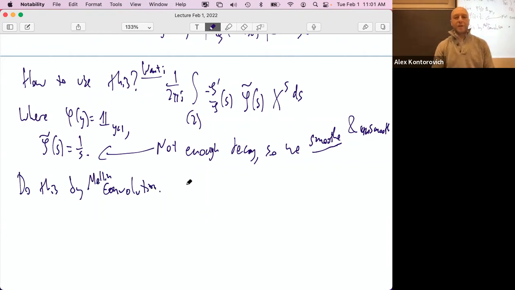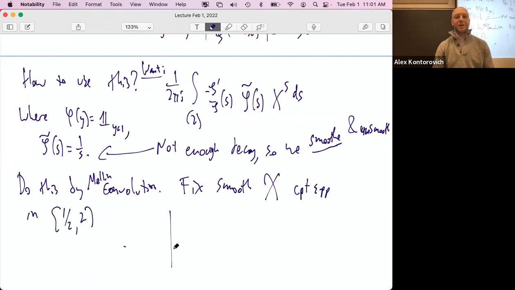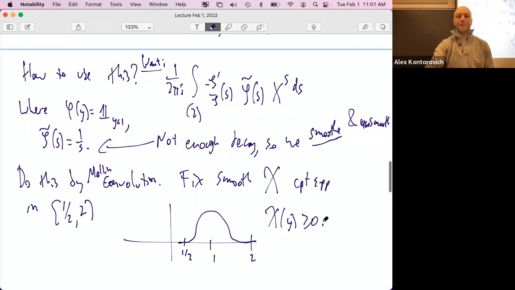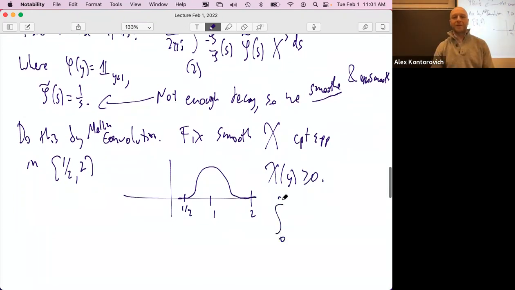Okay, so we're going to fix some smooth function psi with compact support in 1/2 to 2. I'm thinking of psi of y as being like, here's 1/2, here's 1, here's 2, it's zero, and then it does something, and then it's zero. It's non-negative, and I want its total integral, measured with respect to the Haar measure on the space where it lives, to be 1. It's smooth, so we can take as many derivatives as we want.